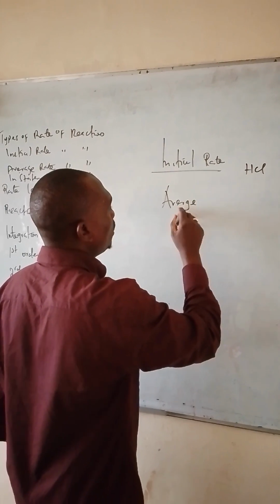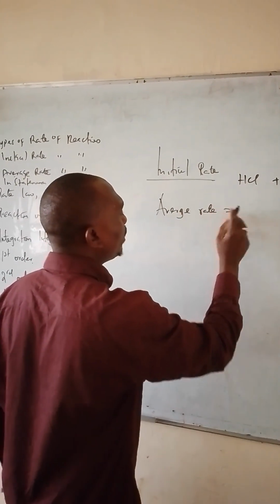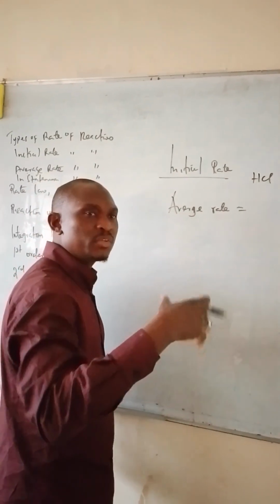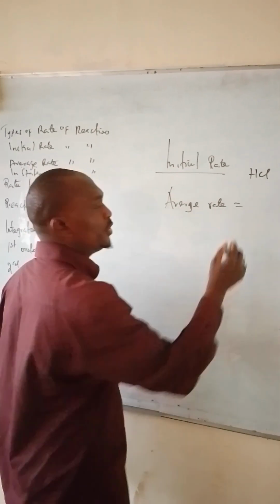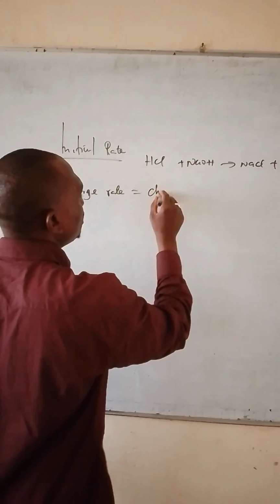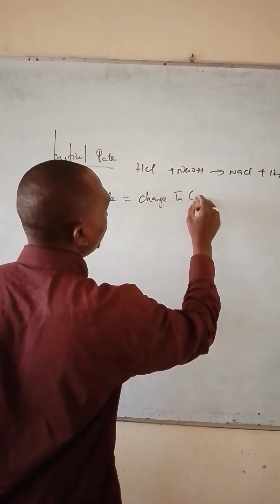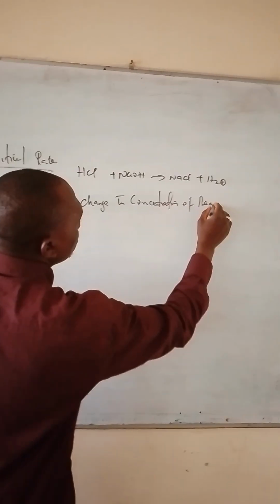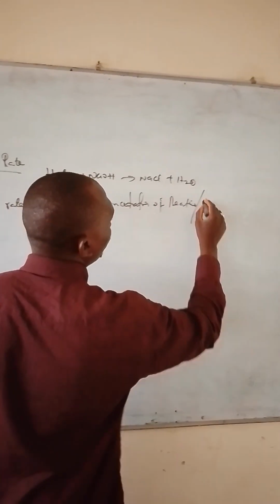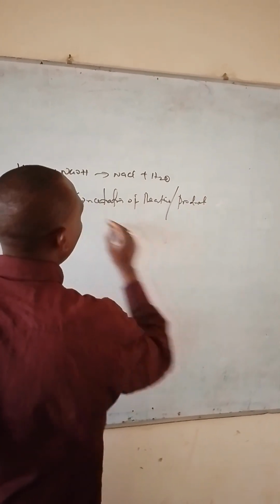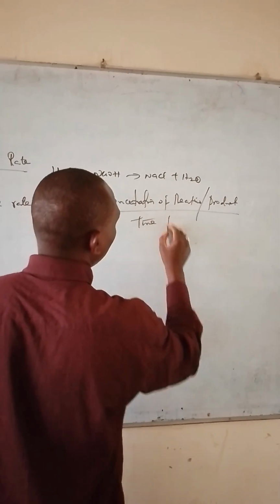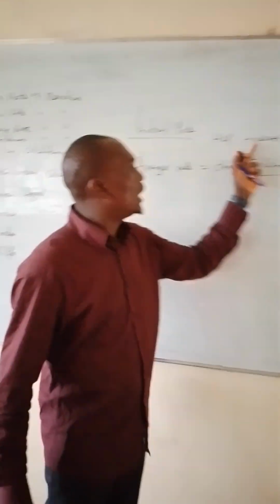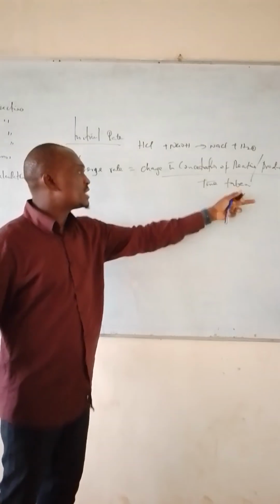Let's talk about the average rate. The average rate of a chemical reaction is defined as the change in concentration of the reactant, or the change in concentration of the product, with time taken. The average rate is the change in concentration of reactants or products over time taken. That's what we refer to as the average rate.